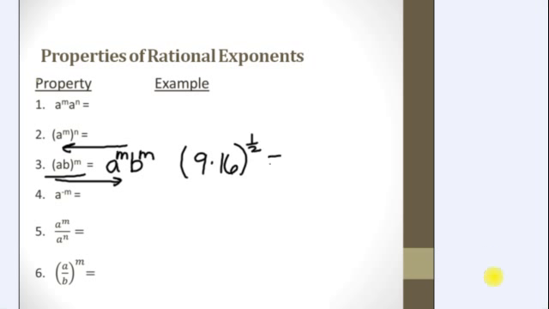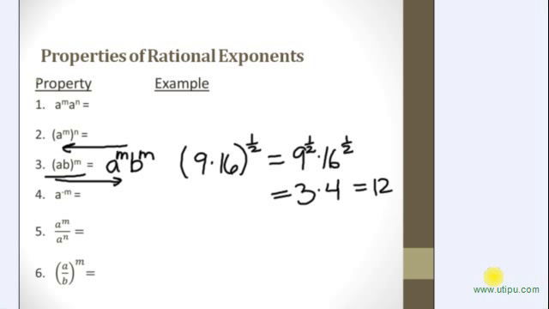power, well, both 9 and 16 are perfect squares. So it helps if I distribute the exponent, 9 to the 1/2 power times 16 to the 1/2 power. And I can quickly simplify this. The square root of 9 is 3. The square root of 16 is 4. And 3 times 4 is 12.